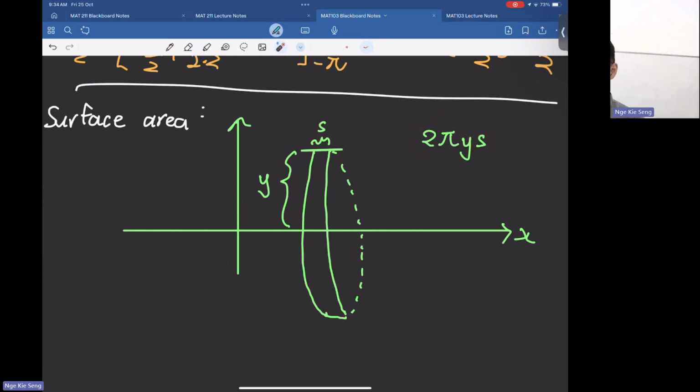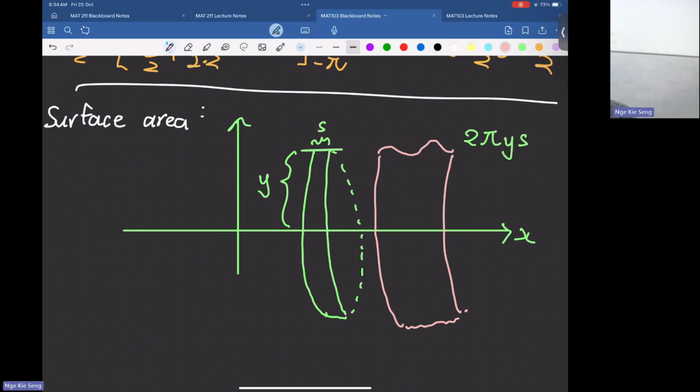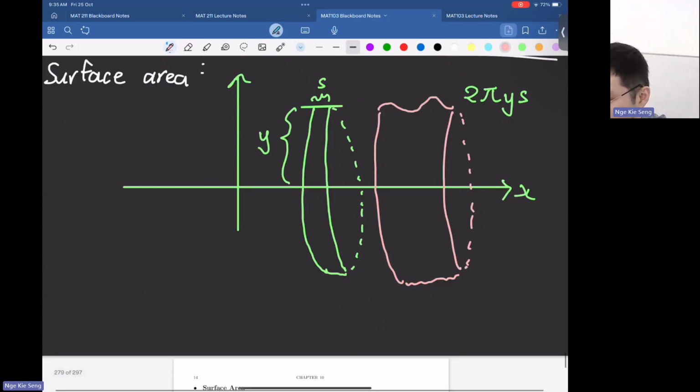But life is not so easy, because maybe your plane curve is not straight. Your plane curve is not straight, but you can still revolve it around the x-axis. But this time, what do you get? You still get a cylinder-like surface. So what to do here? What's the general formula for a curve that's not straight?